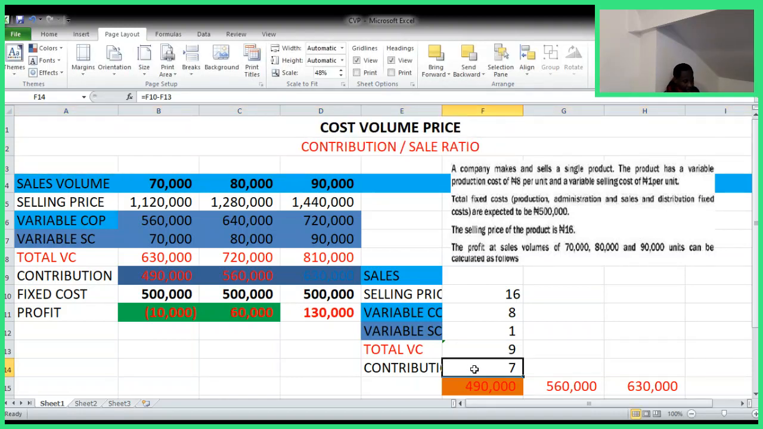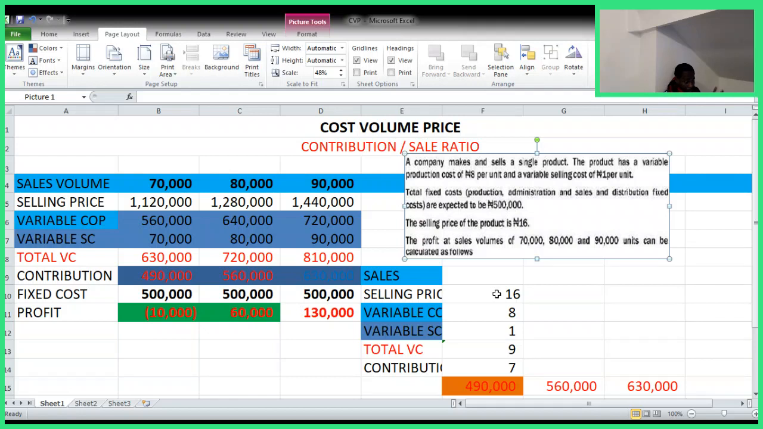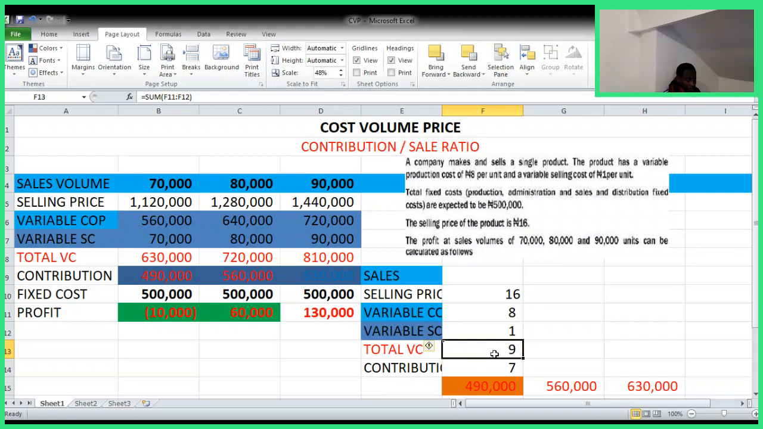Do you remember how we got this 7? Basically, we were given all these 3 in this question. Now, in this question, we've been given, if you've been following us, if you are not following us, please follow us to understand this. We've been given selling price per unit to be 16, our variable cost of production to be 8, and our variable selling cost to be this. Now, our variable total cost is 9. Don't forget, it's a marginal costing approach we are using. So that was how we arrived at our contribution per unit to be 7.